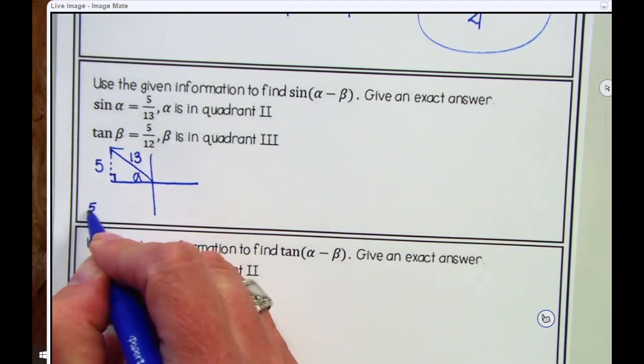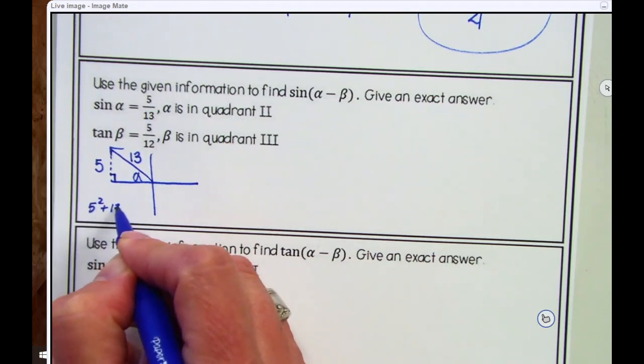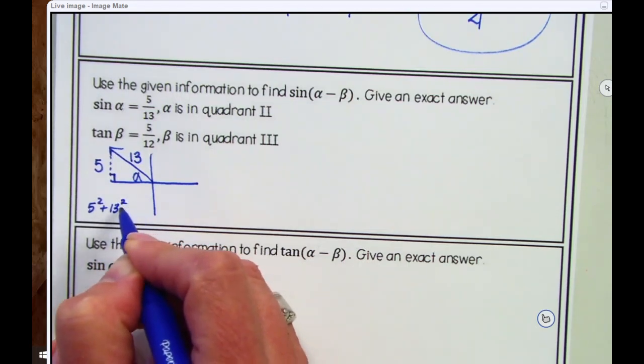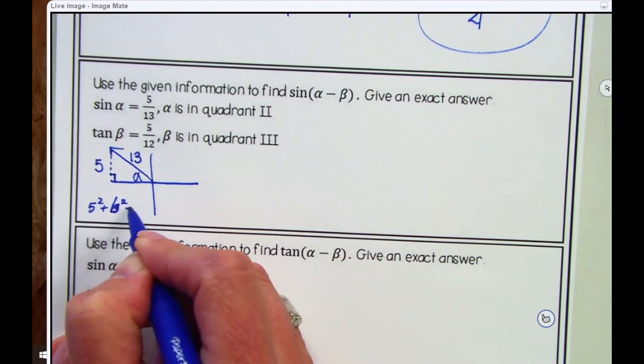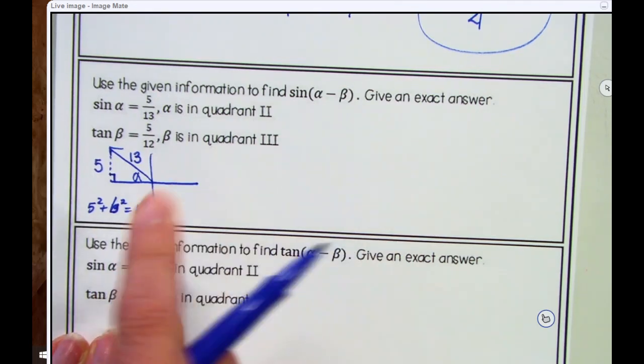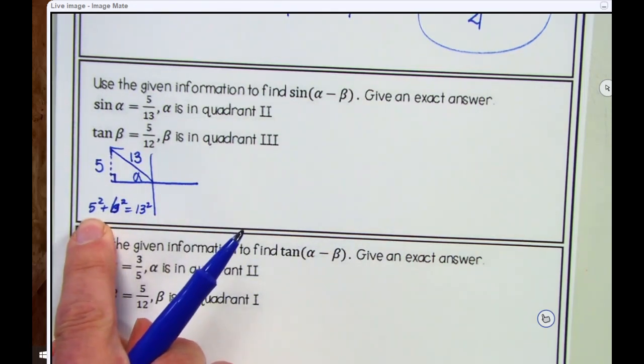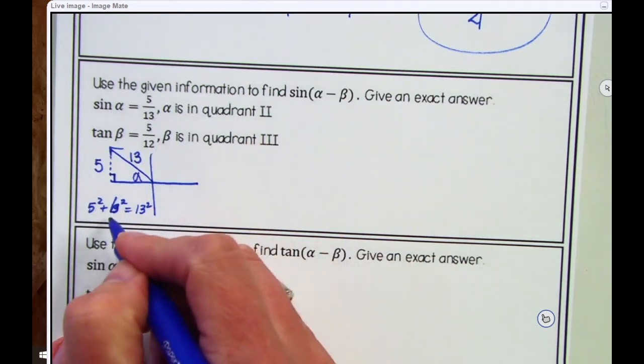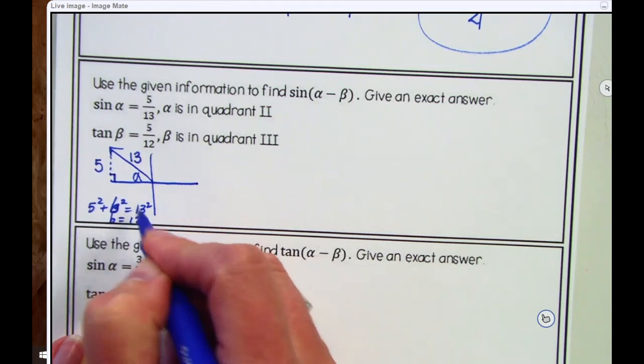I've got 5 squared plus b squared equals 13 squared, and then I get 169 minus 25 is 144. The square root of 144 is 12. He's absolutely right.